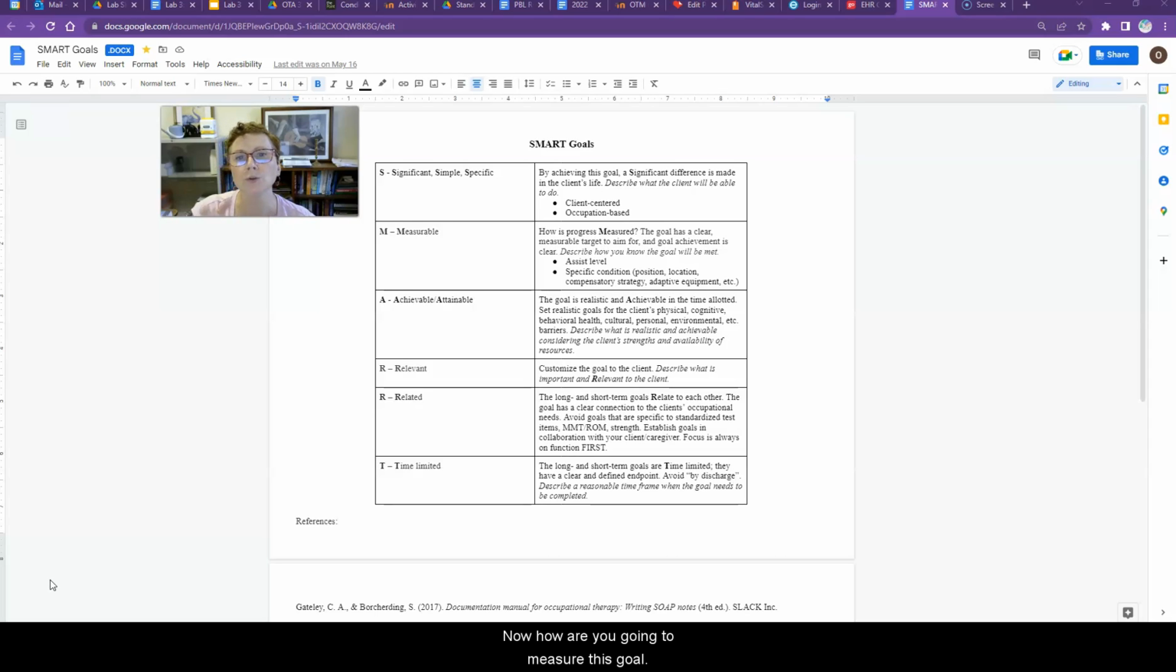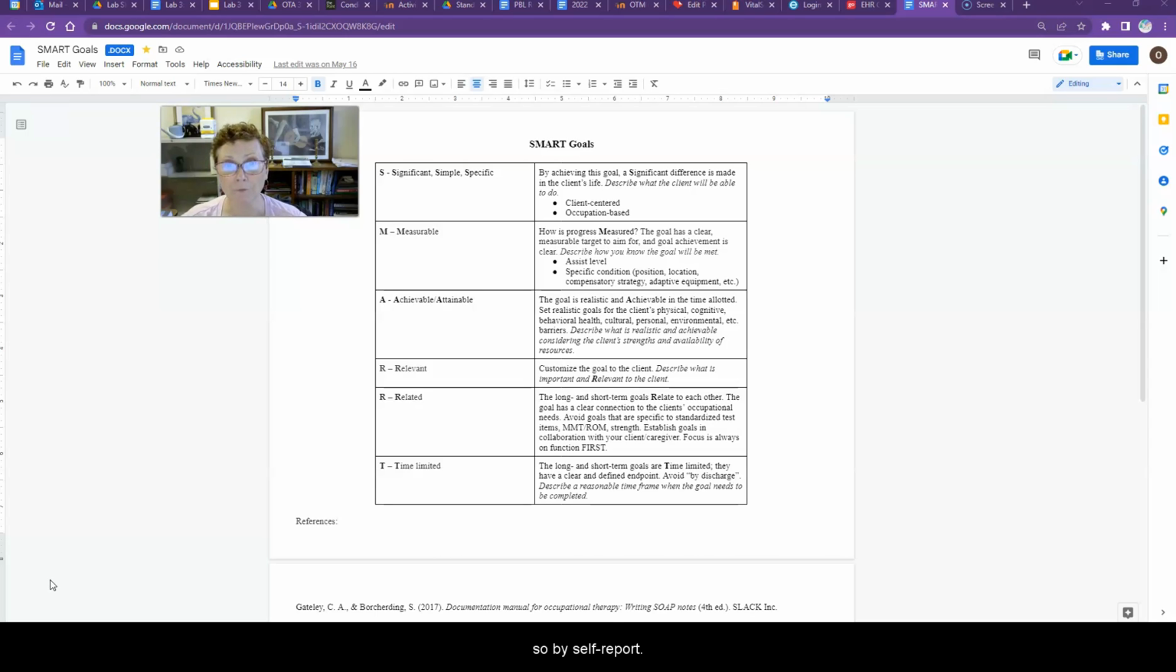Now, how are you going to measure this goal? Describe how this goal will be met. You want the client to be able to wash her hands without pain. Is it 50% of the time that she washes her hands? Is it with rest breaks? Is there a certain condition? Is there an assistance level? So how will you mark her progress as she goes forward?